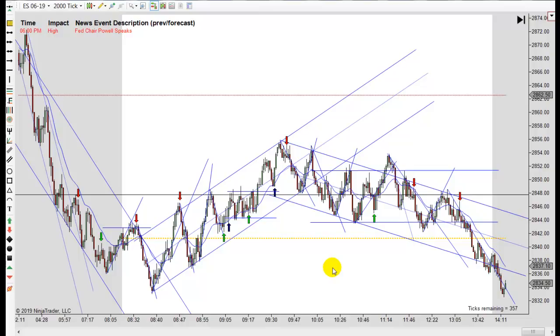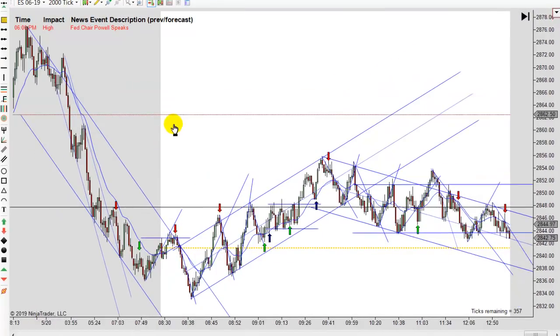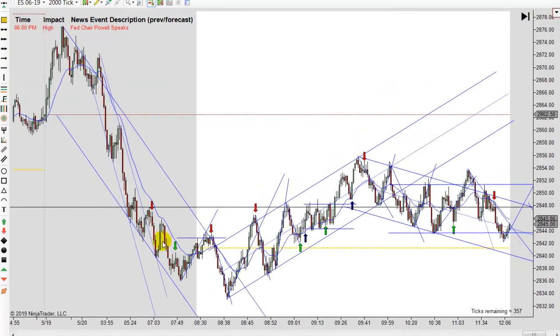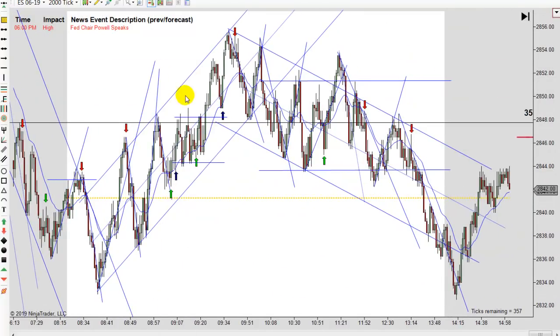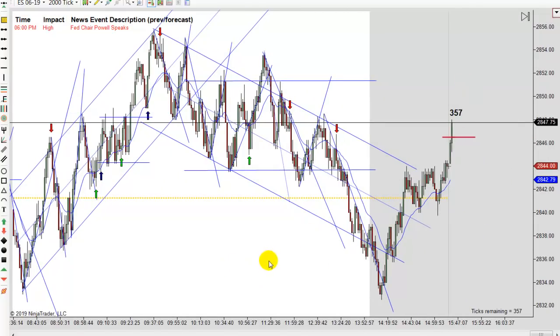In the end, this was really kind of a range day. The overnight we traded down relatively strongly. You can see that's a relatively strong trend down. And then the rest of the day we chopped up, chopped back down, and then into the close we were kind of headed back up.